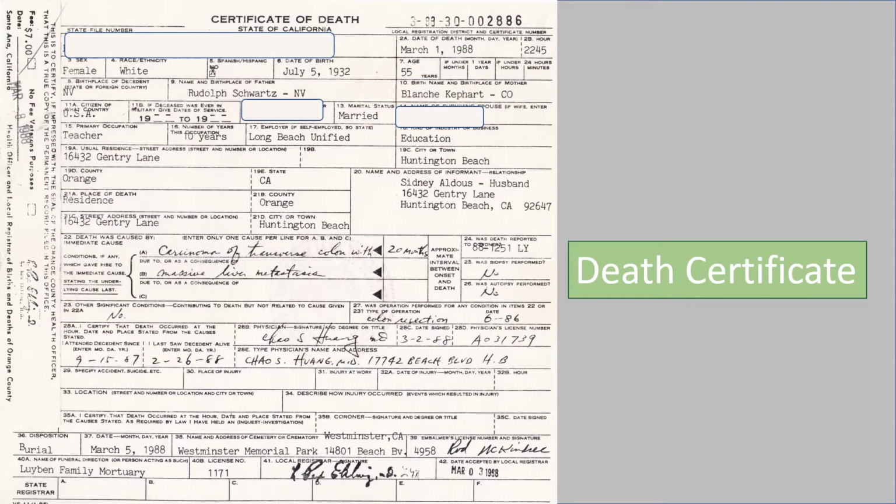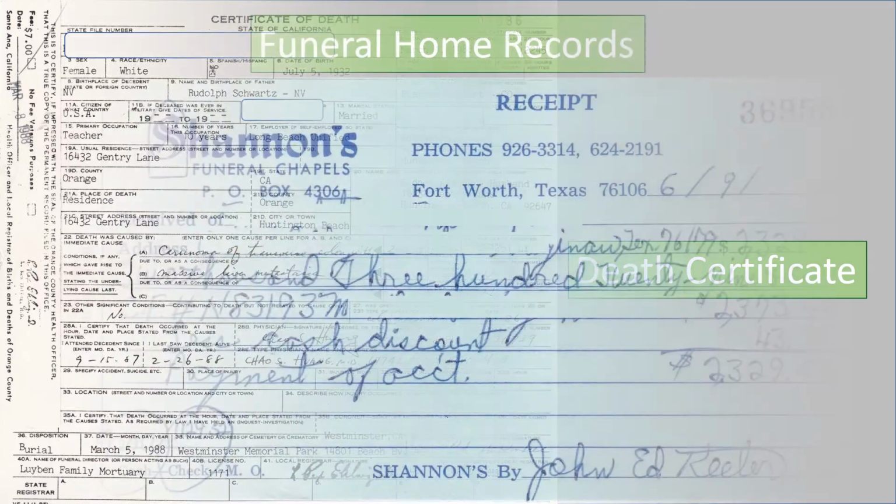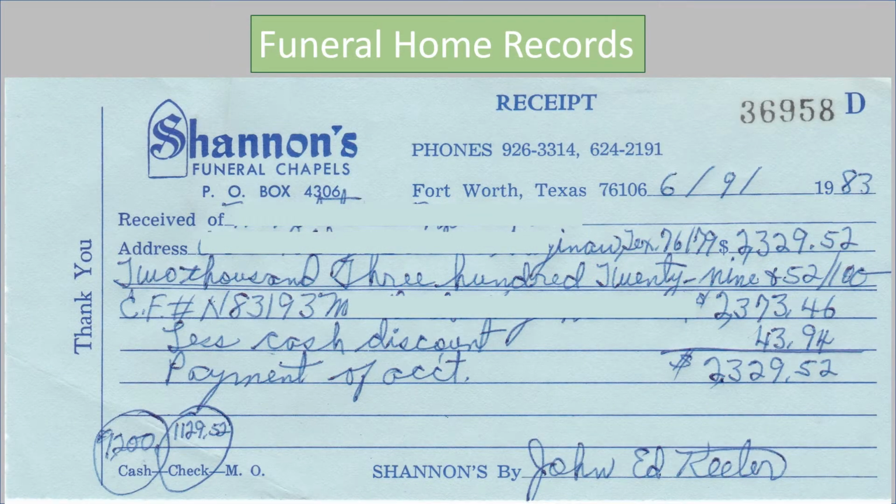Does someone in the family have a copy of a person's death certificate? I went looking through my files and found my mother's death certificate. My husband also received copies of his mother's death certificate after she died. This is a receipt for Shannon's Funeral Chapel for a payment on the funeral expenses. This might not give you a date of death, but at least the approximate year of death. In this case, it would have been 1983.